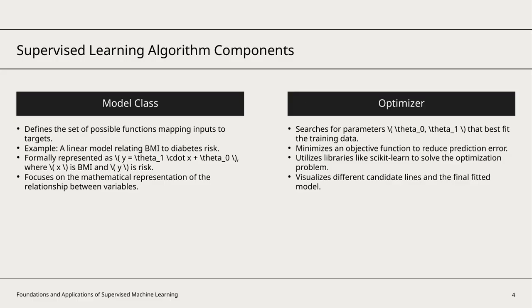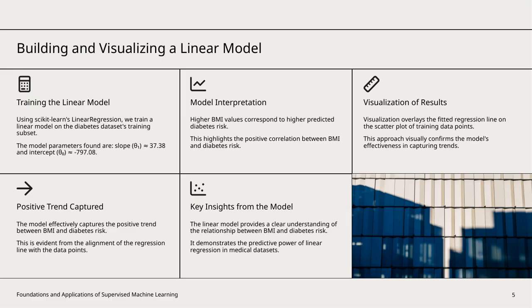Overall, these components, searching for optimal parameters, minimizing prediction error, and defining the types of models, are all interconnected. They form the foundation that allows supervised machine learning to make accurate predictions based on data. Now, let's look at how we train our linear model using scikit-learn's linear regression. We apply it to the training subset of our diabetes dataset.